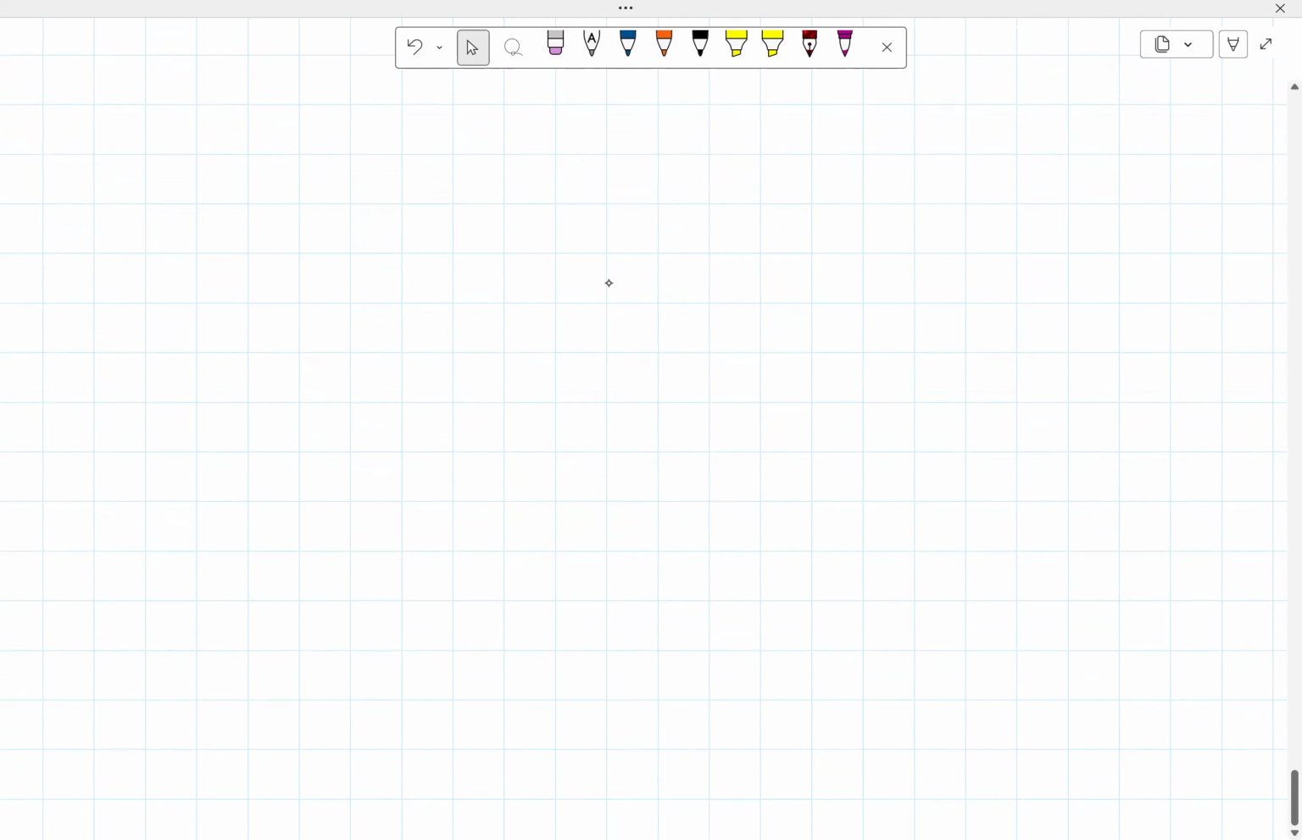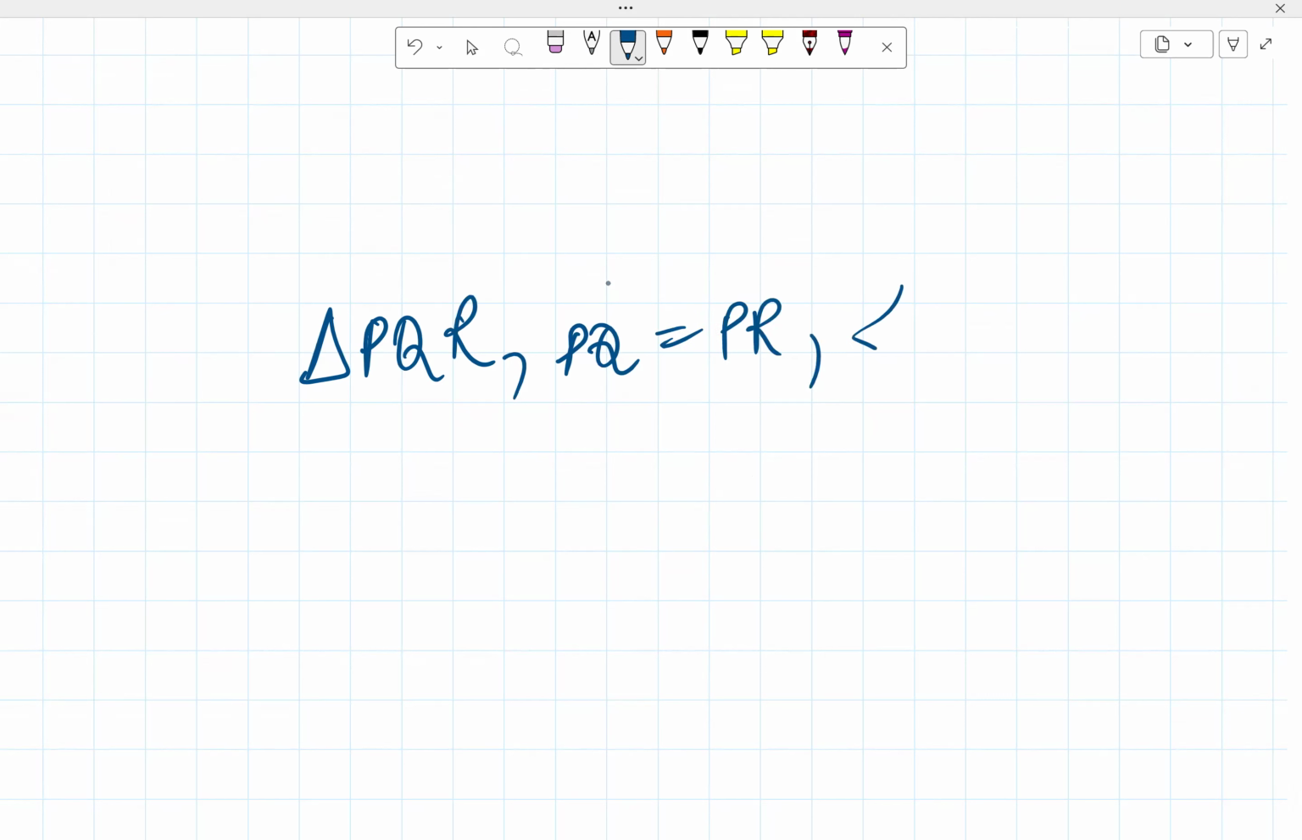So we have triangle PQR. So we have that triangle PQR is isosceles with line PQ equal to PR, and angle Q is equal to 40 degrees. Okay, so we now need to find, we're looking for angle R and angle P. Okay, we are looking for this.